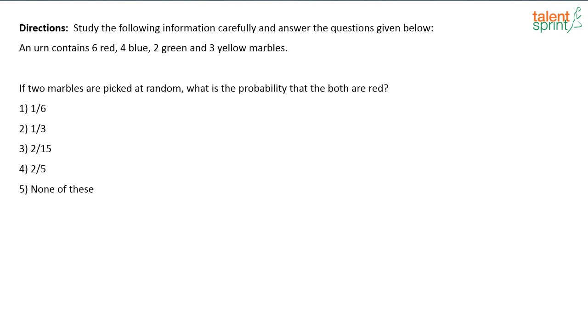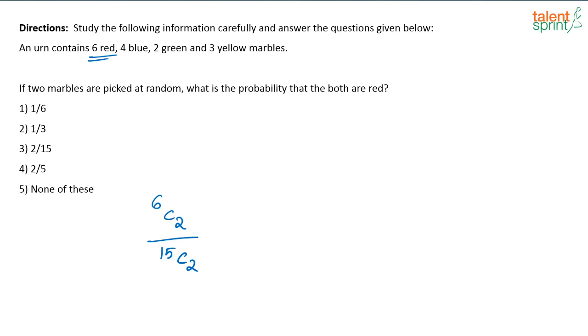So again, what is the total number of cases possible for picking 2 marbles? Totally I have 15 marbles. I have to select any 2 marbles, correct? Now cases of getting red. How many red marbles are there? 6 red marbles are there. So if I select 2 marbles out of the 6 red marbles, that is my favorable case. So 6C2 by 15C2.